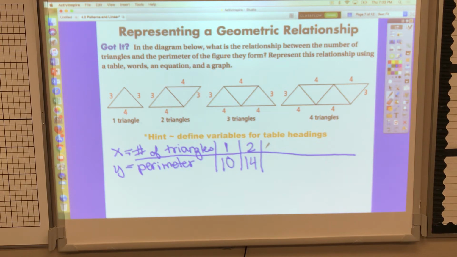When I move on to 3 triangles, I have 3 plus 3, again 6, plus 4 is 10, another 4 is 14, and another 4 is 18. In my last set, we have 4 triangles in this problem. Again, my perimeter: 3 plus 3 is 6, plus 4 is 10, another 4 is 14, another 4 is 18, and the last 4 gives us a perimeter of 22. So what I did right here was I just made a table. There's an example of my table.